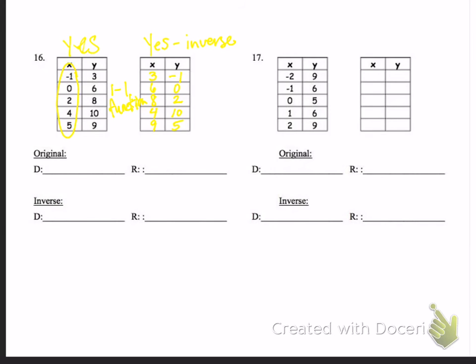How to do domain and range on a table. It's different than doing interval notation. It's a little special. All that you do when you have a table for domain is you make a fancy curly bracket like this. So everyone practice making your fancy curly bracket. And you list out all of the x values. If x values are repeated, then you only list them one time. In this case, they're not repeated. So I'm going to put -1. And you also list them from least to greatest. So -1, 0, 2, 4, 5.